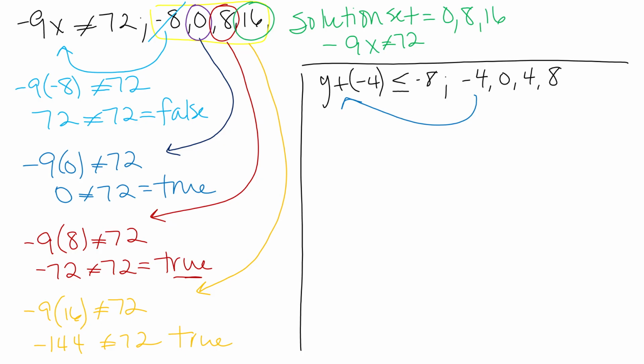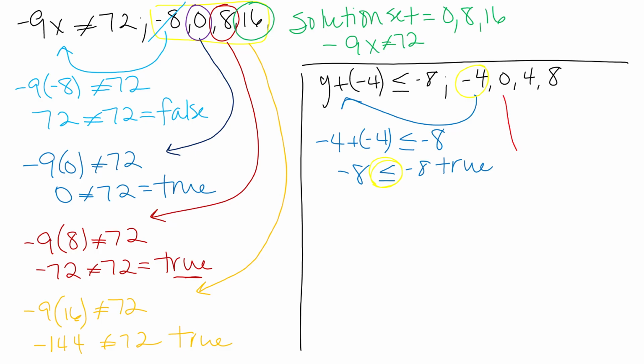I've got negative 4 plus a negative 4 is less than or equal to negative 8. On this side, I've got a negative 8, and I've got a less than or equal to negative 8. So this answer is true. Negative 8 is less than or equal to, remember this sign means equal to as well, negative 8. So I know in my solution set, I'm going to have to include negative 4.